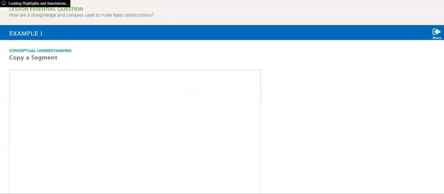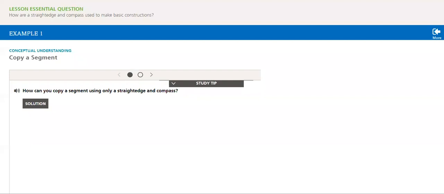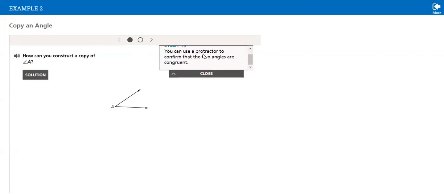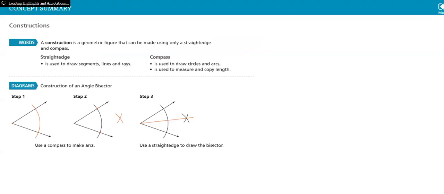Example one, copy a segment. We will learn how to copy a segment. As you can see, it's interactive and we can use it. How to copy an angle? How can you construct a copy of angle A? We have here a study tip. You can use a protractor to confirm that the two angles are congruent. So the word congruent, we should know what congruent means. And then the concept summary. And Do You Understand?